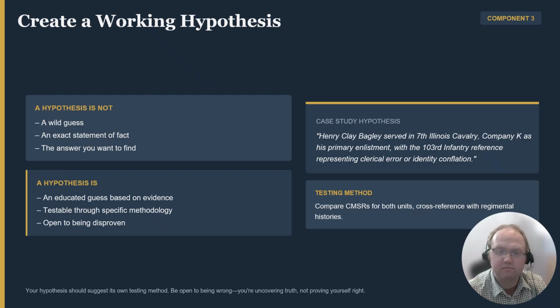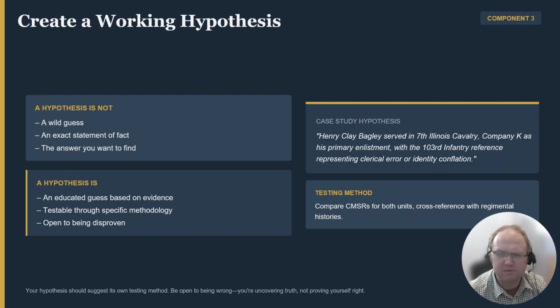So component 3, create a working hypothesis. A hypothesis isn't the answer. It's an educated guess based on evidence that's open to disproof. My hypothesis was that the 7th Illinois Cavalry was Henry's main service. The 103rd Infantry represented something minor or conflation. Why? Because the mention of the 7th Illinois Cavalry appeared in more sources, and pension records would reflect primary service. The 103rd reference appeared in derivative sources where I didn't have documentation.